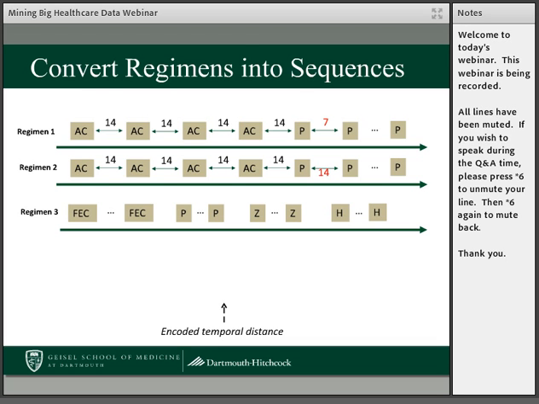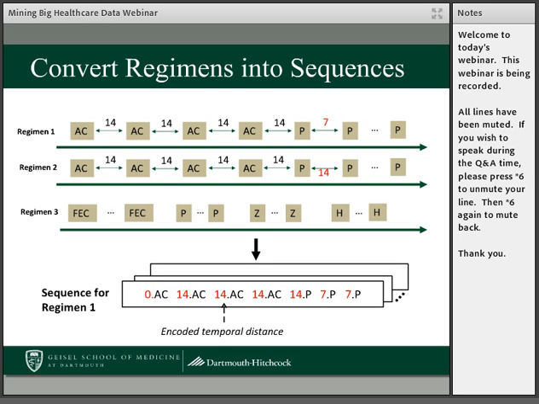And then the regimens can be very complex, as shown in the third regimen. There's a whole series of drugs that we can give in certain orders. So like the patient sequences, we take these known treatment regimens and encode them into our model so that they are represented in the same format as the patient data.